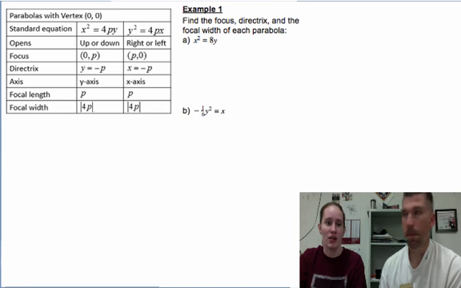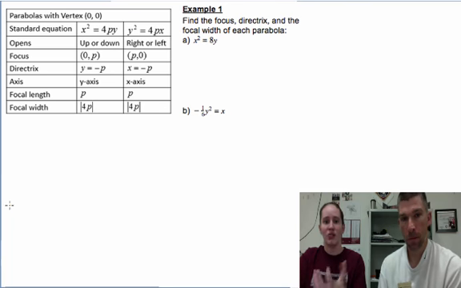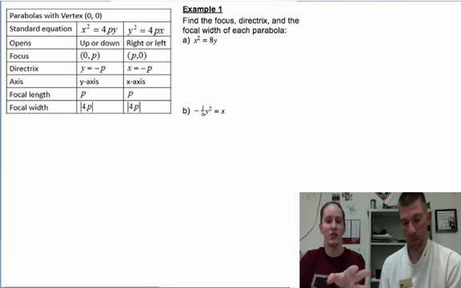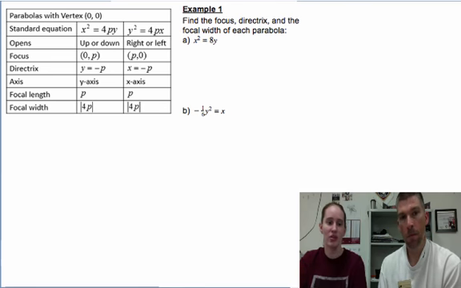All right, so let's do, for example, 1. Find the focus, directrix, and the focal width of each parabola. Well, all 3 of those things revolve around knowing what p is. So that's where we should start, right? Yeah, got to start with p.